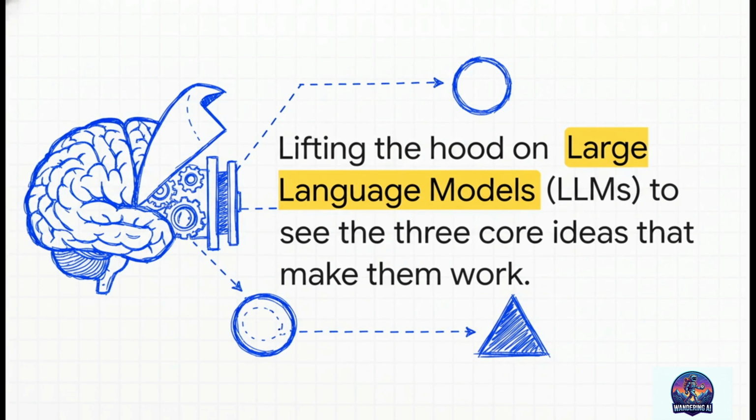So yeah, in this explainer, we are lifting the hood on what we call large language models, or LLMs for short. We're going to break their entire operation down into just 3 fundamental concepts. Seriously, that's it. By the end of this, you'll have the complete blueprint for how an AI writes.